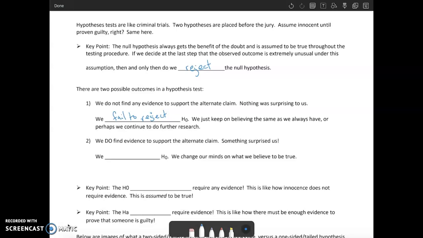The alternate, the other option, is that you do find evidence to support the alternate claim because something was surprising in your outcome. In that case, you do reject the null hypothesis, and we change our minds to believe what we believe is true. So notice that everything revolves around this null hypothesis, the one that is the status quo, that is assumed to be right throughout the whole process until the very end. So we either fail to reject it in the end, or we do reject it in the end.